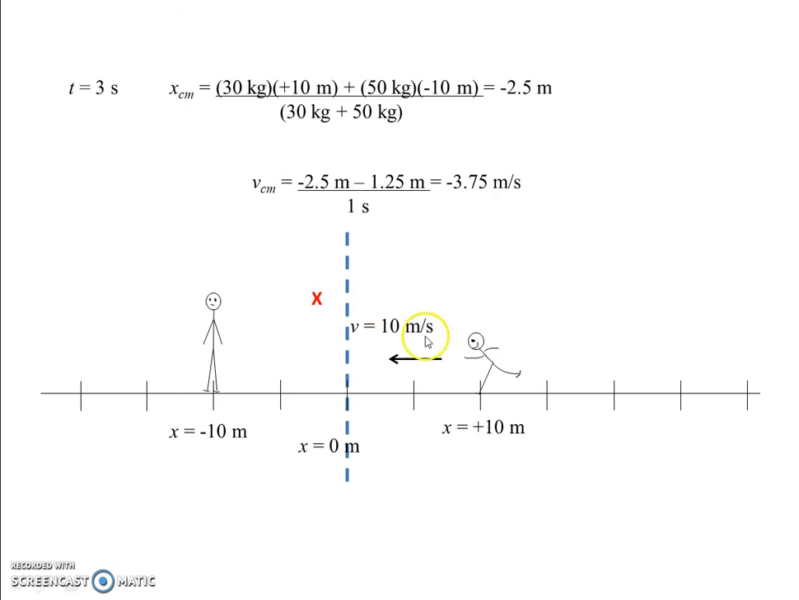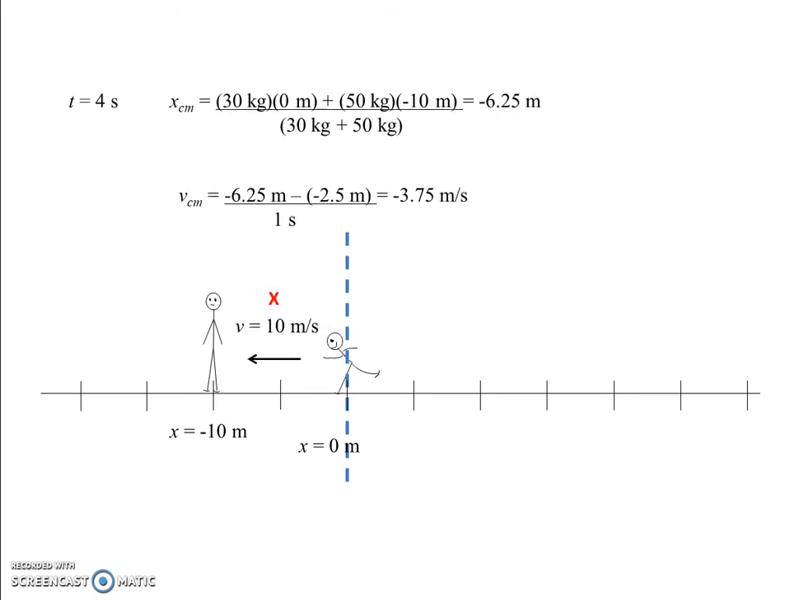At the 2 second mark, little brother's advanced another 10 meters. He's now at a position of 10 meters. Put the numbers into the position calculation, and now the center of mass is at negative 2.5 meters. Again, feel free to pause the video and calculate that for yourself. Here again, we calculate the velocity of the center of mass. It used to be at 1.25 meters, now it's at negative 2.5 meters, and you see it's traveled another 3.75 meters to the left. Well, that's interesting, because before the velocity was negative 3.75, now the velocity is negative 3.75 meters per second again.